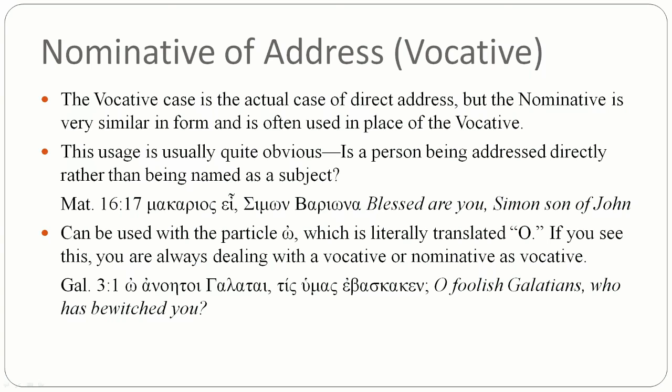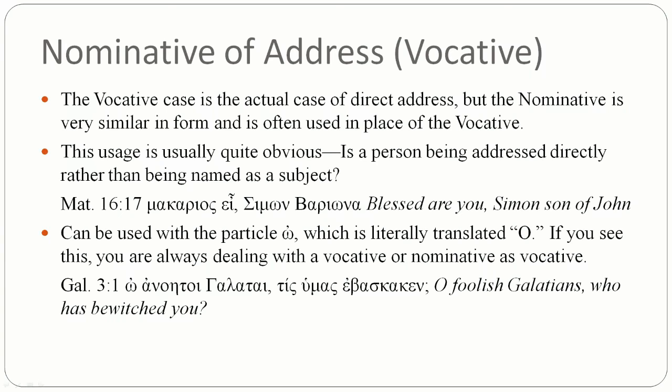What makes this super obvious is when it's used with the particle O. It's just an omega with a smooth breathing mark, and it is literally translated "O." It's like, oh, man, he has shown you, oh man, what is good. This O is kind of like a really formal way of addressing somebody. And if you see this, you're dealing with a nominative being used like a vocative. So if you see O with a nominative, no, that's not a nominative subject. It's not the subject of anything. We're actually just talking directly to somebody.